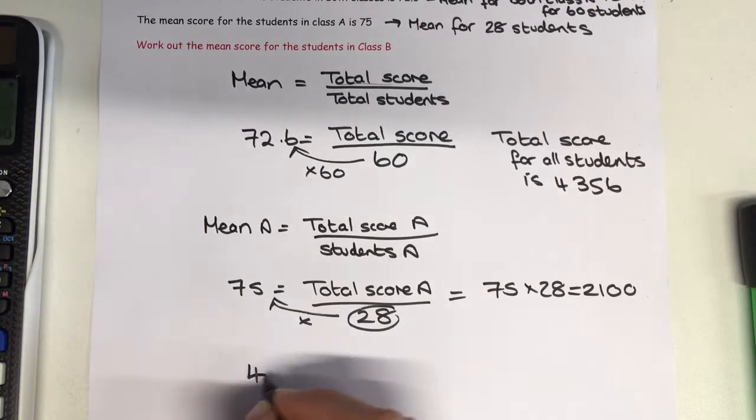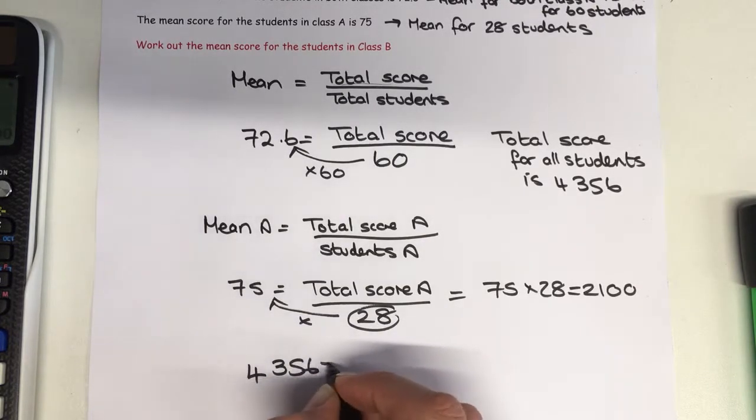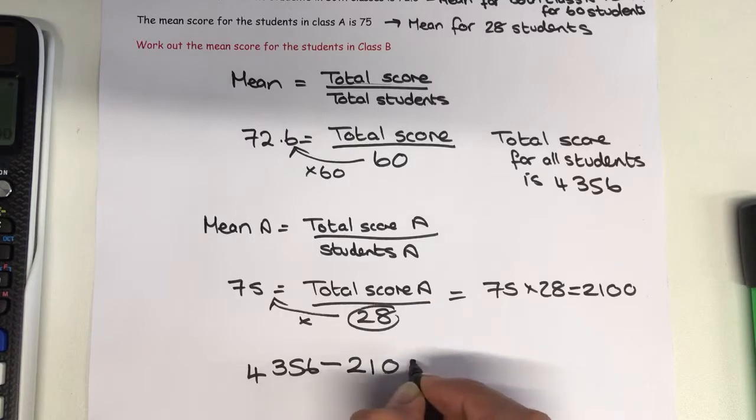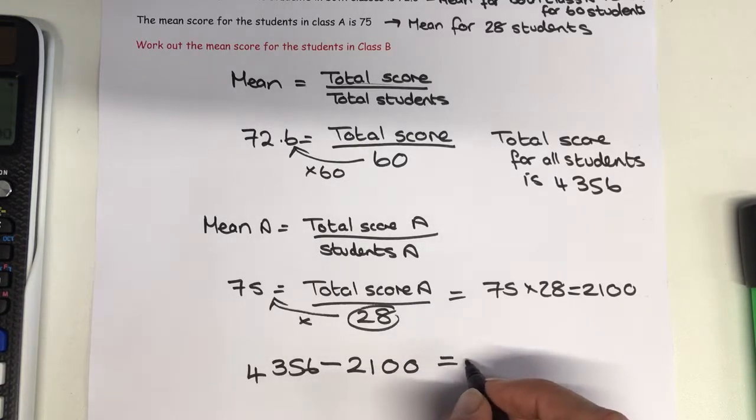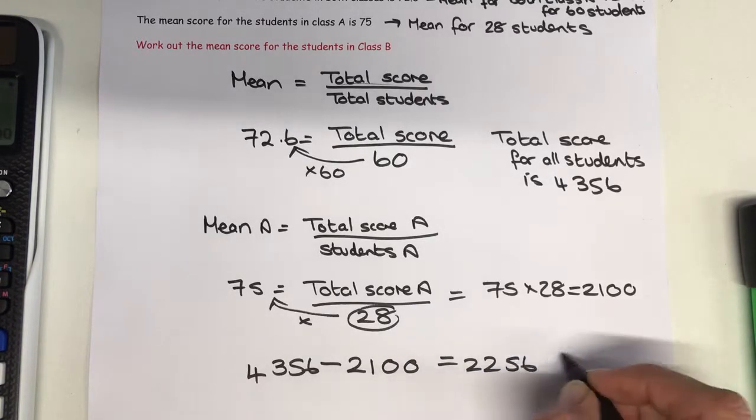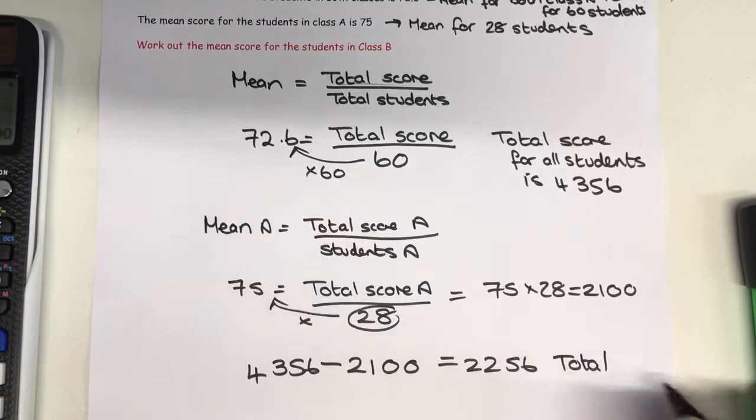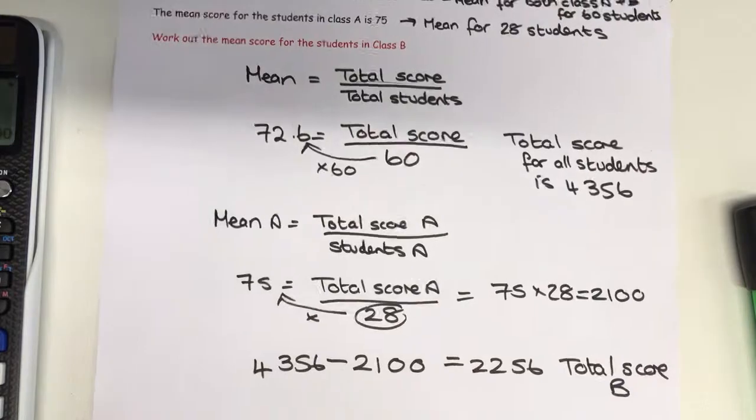Now, if we subtract the score for A from the total for all students, 4,356 minus 2,100, that gives us 2,256, which is the total score for B, for group B.